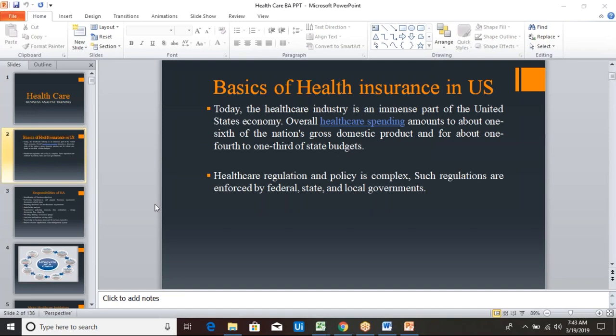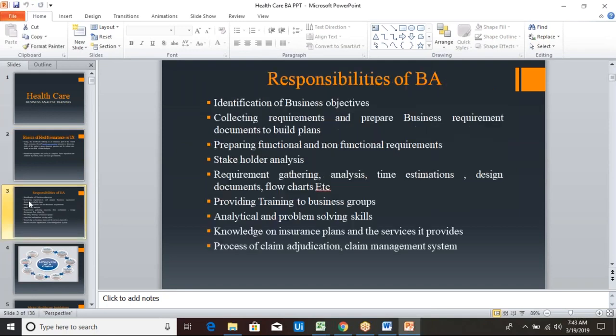There were some major amendments that happened, which I'll explain next time. Before that, I'm talking about the responsibilities of a BA with respect to health insurance. What I've explained in the Word document is what resembles this, the same thing which I'm showing as a slide.